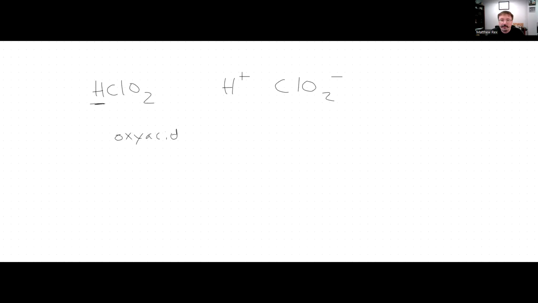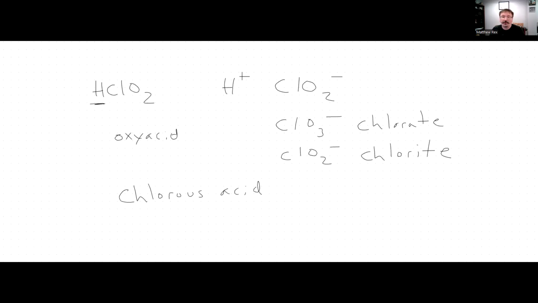Well, ClO3- is chlorate. And if you remember, if I subtract an oxygen from that, it goes from having that ATE ending to that ITE ending. And if I have an acid where the polyatomic ion has the ITE ending, it goes from that to OUS. So this is chlorous acid. If we had chlorate, ClO3, that would lose the ATE and get an IC. That would be chloric acid. But because we have chlorite, it's chlorous acid.